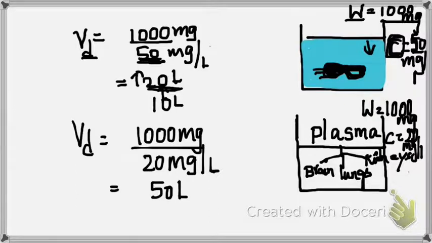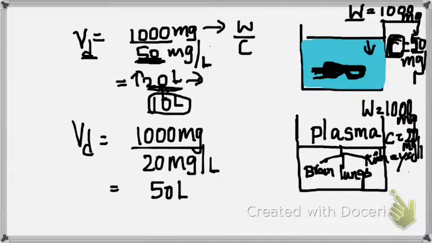Now let us find the volume of distribution. The volume of distribution, we know, is the weight by concentration. The weight of the drug is 1000 mg, and the concentration of the drug is 50 mg per liter. So, the volume of distribution is equal to 20 liters, but the actual volume of the beaker was 10 liters. Just by adding the extra fish, as the drug was going into its mouth, the volume of distribution has risen from 10 liters to 20 liters.